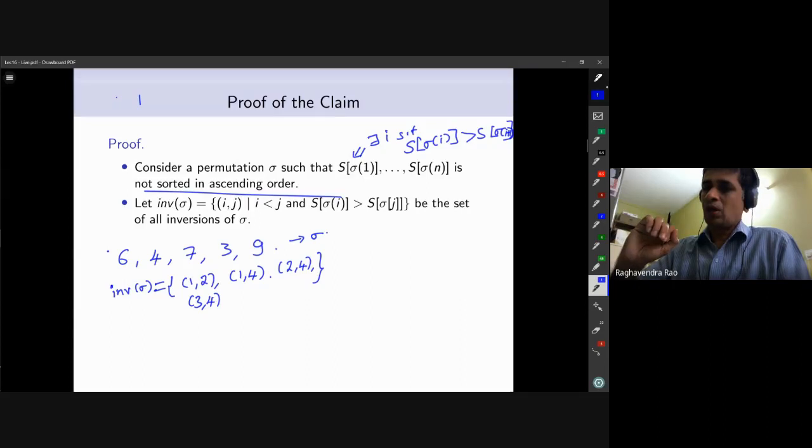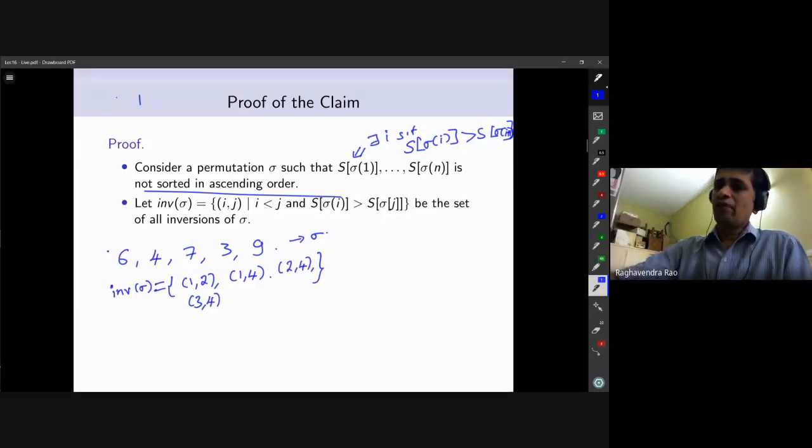Is that clear? Because if for every I, S of sigma I is less than or equal to S of sigma I plus 1, then for every I less than j, S of sigma I is less than or equal to S of sigma j, simply by transitivity. So we'll always have such an element.